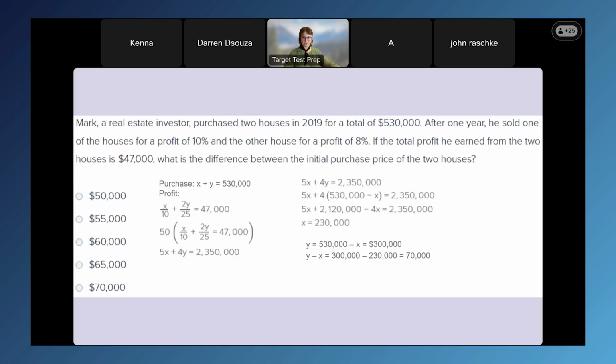Any other questions? No calculator on this section. Yes, you have to do all of this manually. You only get a calculator on data insights.